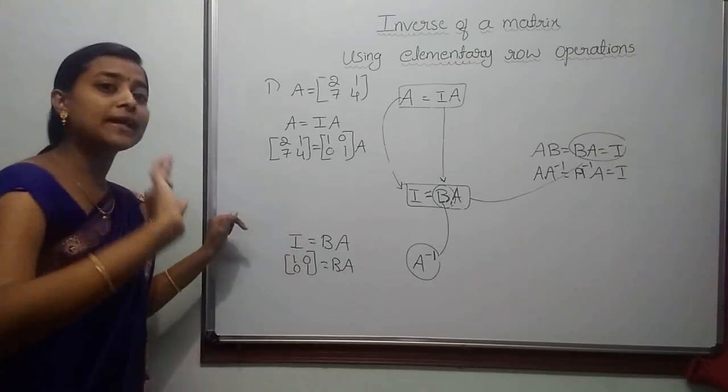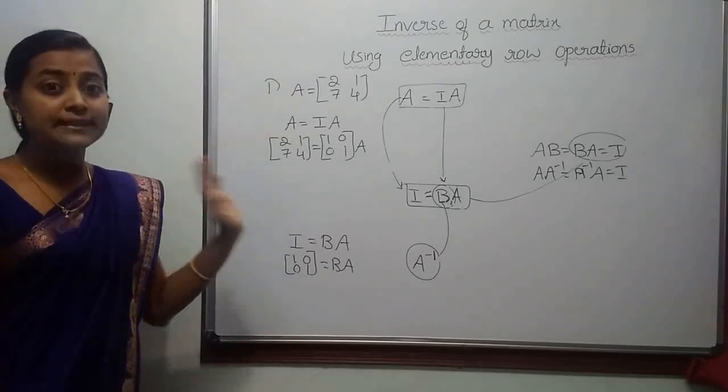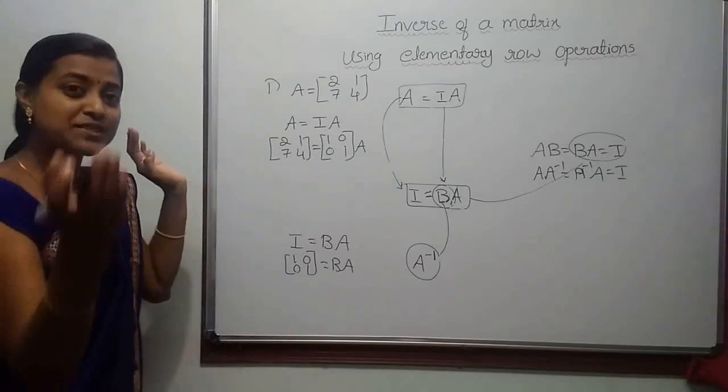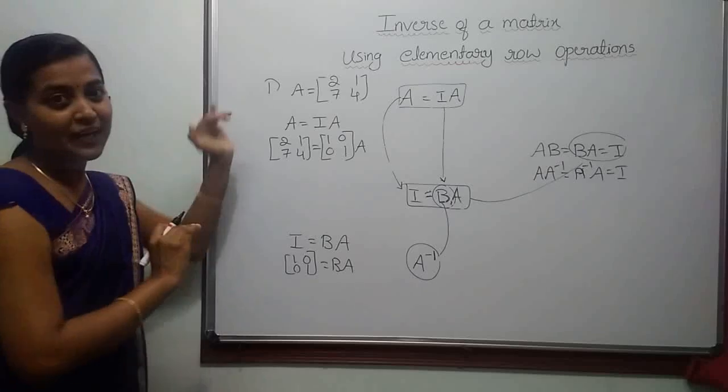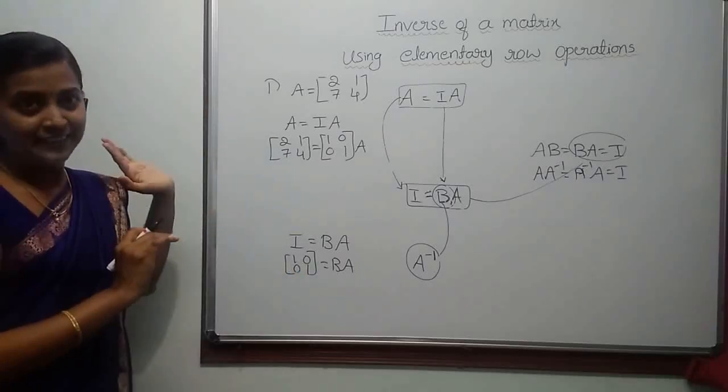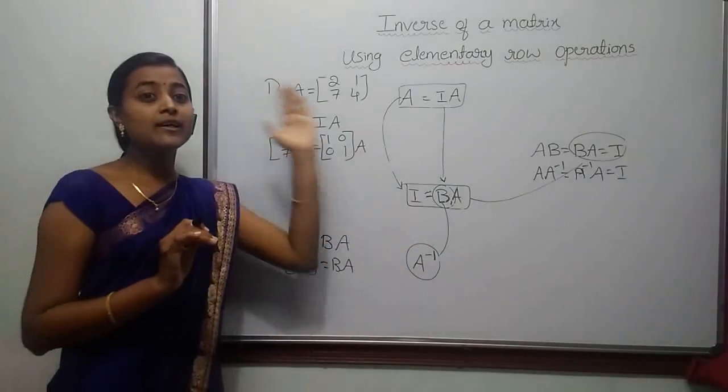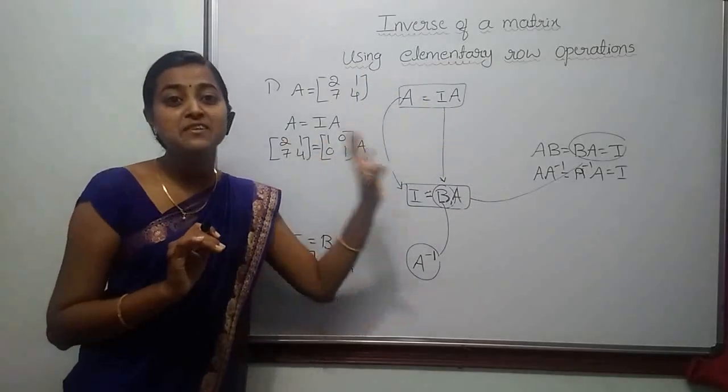Then how can you apply the operation? This is the main thing here. The actual game starts in applying the operation and reducing A into identity. Let us recall the elementary row operations which we have studied.